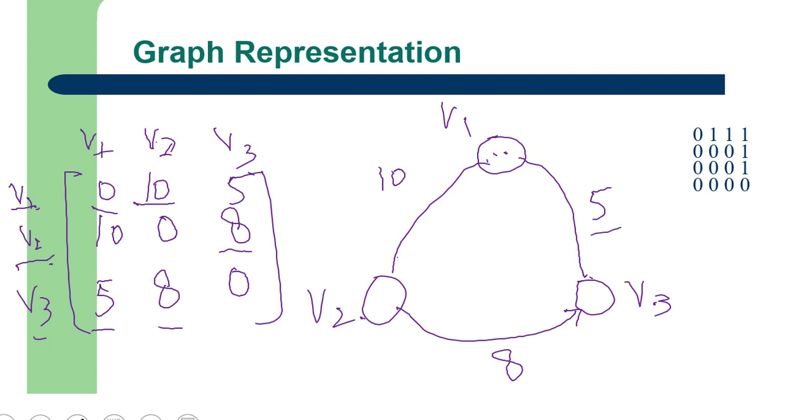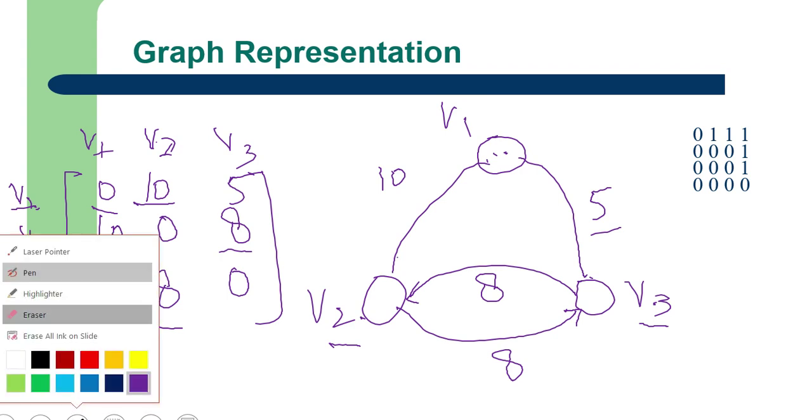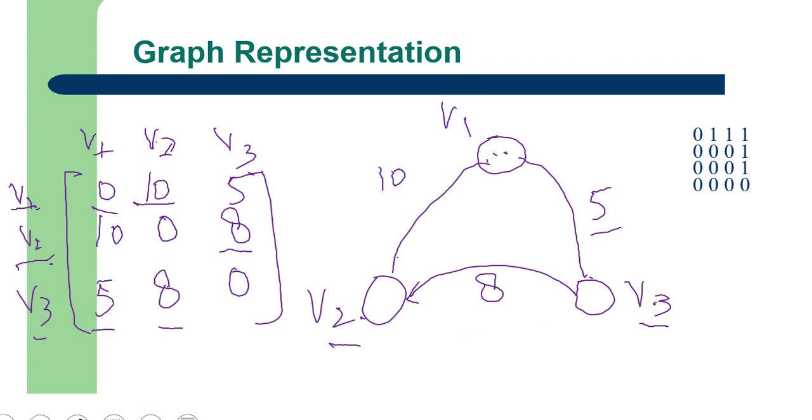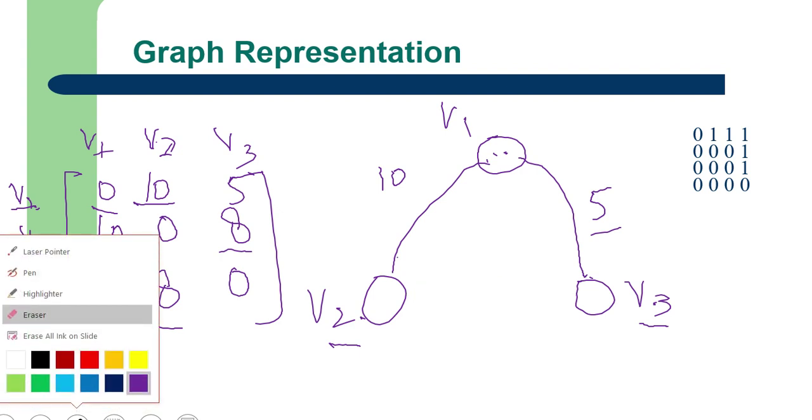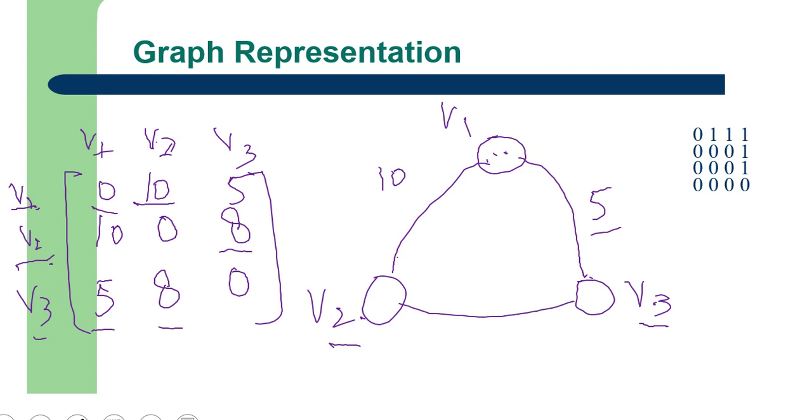From this entry we have seen that from vertex v3 we can move to vertex v2, and the total cost is 8. So we can move from vertex v2 to vertex v3 and from vertex v3 back to vertex v2 and the cost is the same. So in this case we can replace this with a single line and the cost is 8.